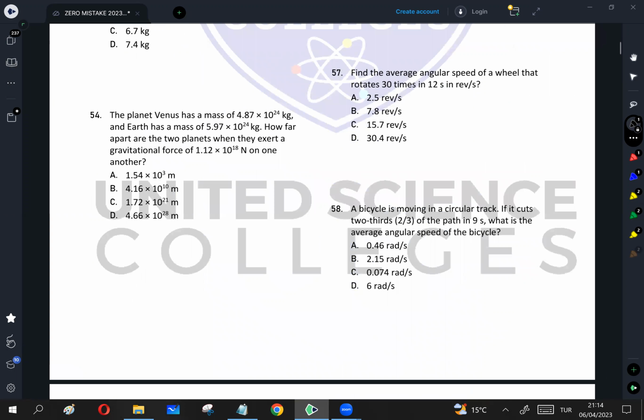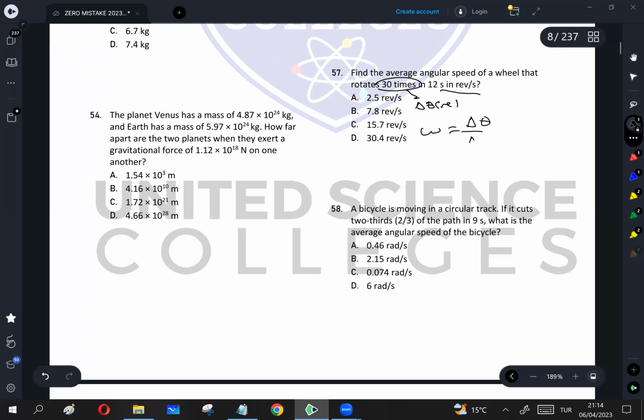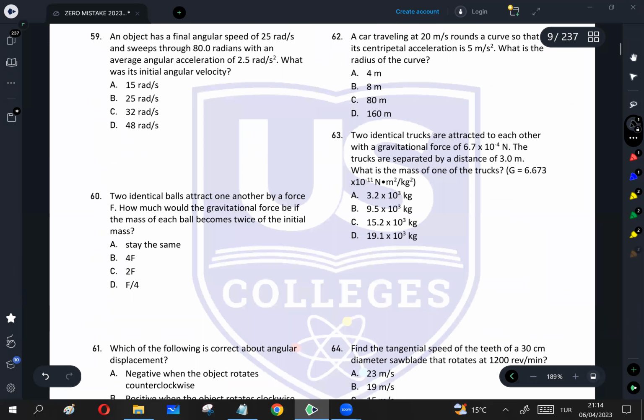Find the average angular speed of the wheel that rotates 30 times in 12 seconds, in revolutions per second. So this is angular displacement in revolutions. This is time, delta t. I'm just going to choose omega equals delta theta over delta t, which is 30 divided by 12. So 30 divided by 12 is going to be 2.5 revolutions per second. And 63.